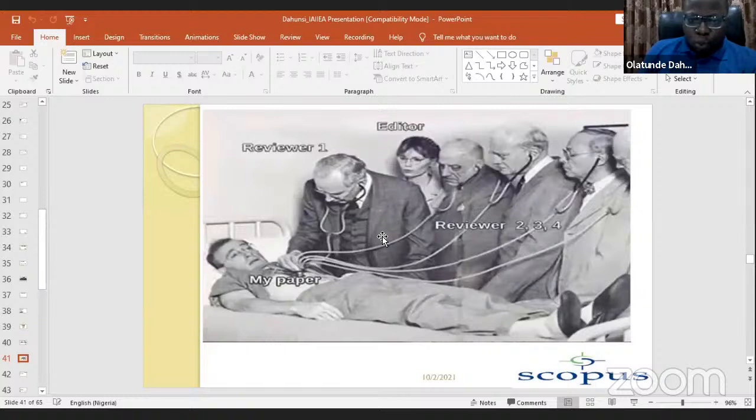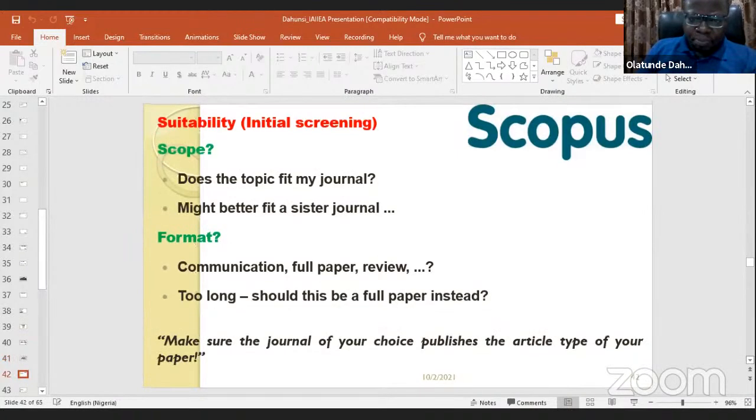As you can see from here, 1, 2, 3, 4, 5. The first thing you notice is that these are very old and experienced men. So the people that review your papers are experienced publishers too. And as you can see, 5 of them are placing their stethoscopes on the man's chest at the same time, and they will do different diagnoses on the man at the same time. That is why sometimes you have different opinions in your review, but you must bring everything to a focus if you want your paper to be published. That is why you must embrace peer review.